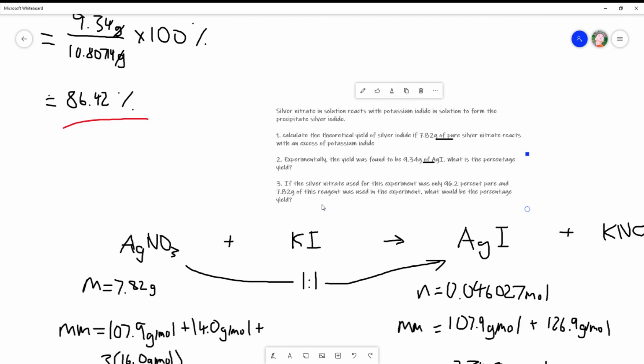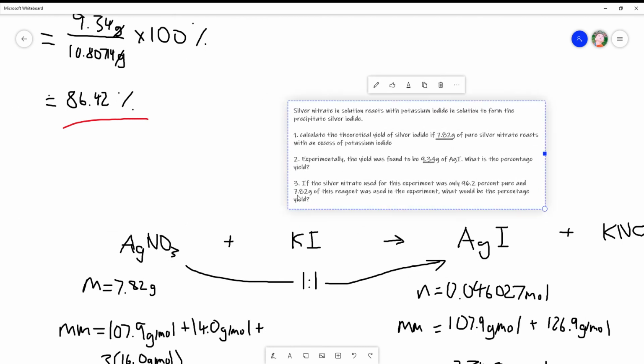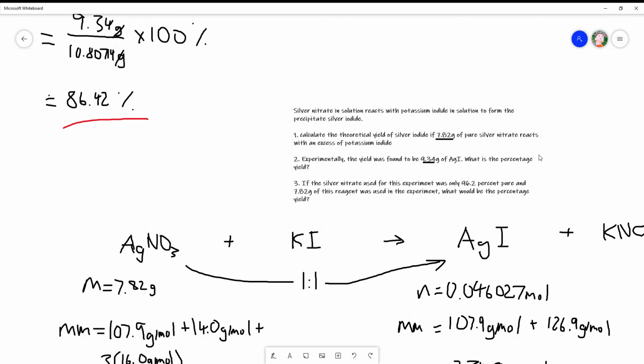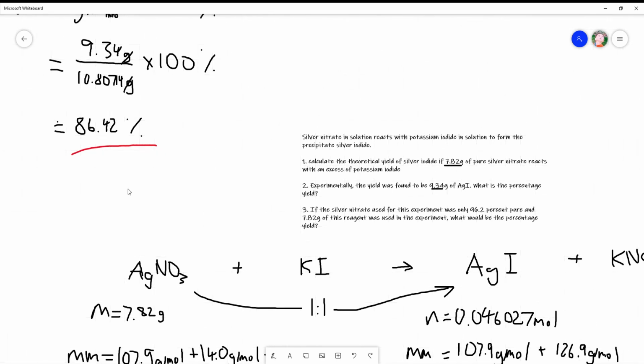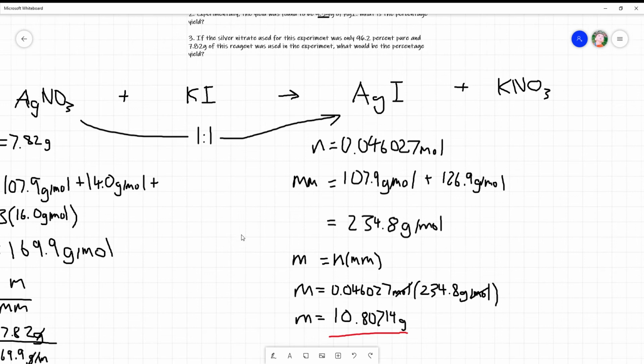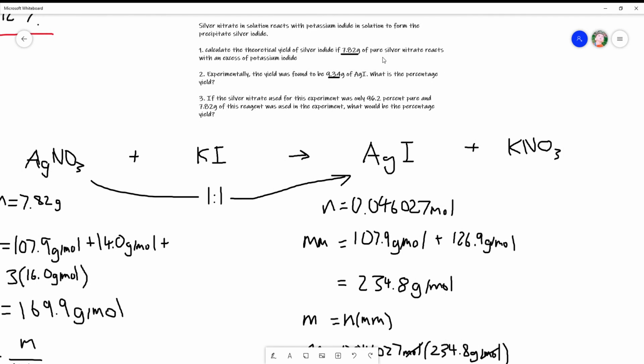Now on to question 3. If the silver nitrate used for this experiment was only 96.2% pure, and 7.82 grams of this reagent was used in the experiment, what would be the percentage yield? So we can see that we have already calculated the theoretical yield of 7.82 grams of 100% pure silver nitrate. So in this question, it is asking what would happen if it was 96.2% pure.